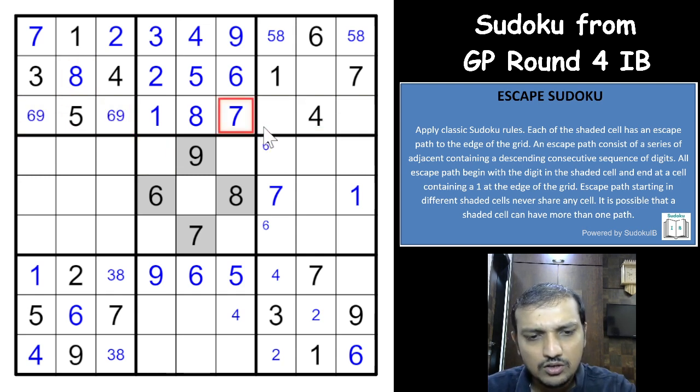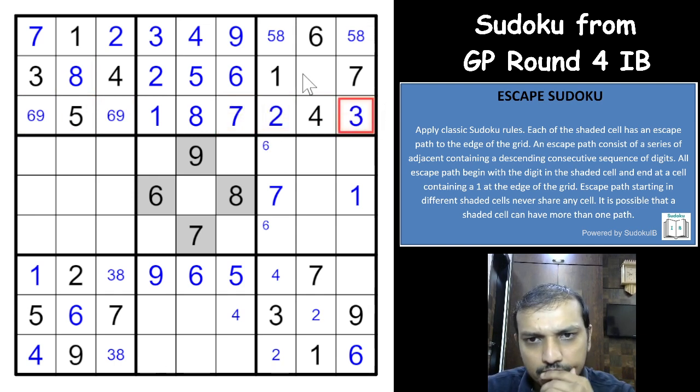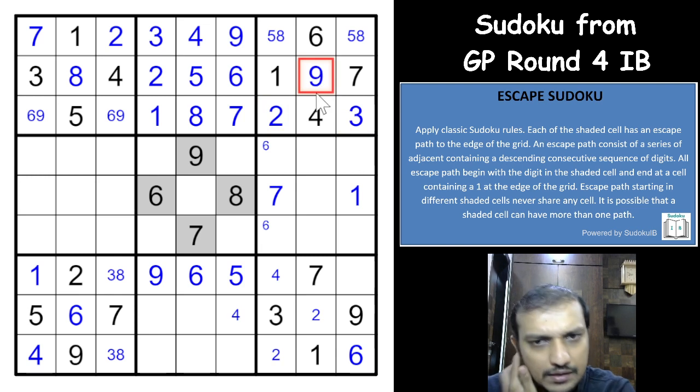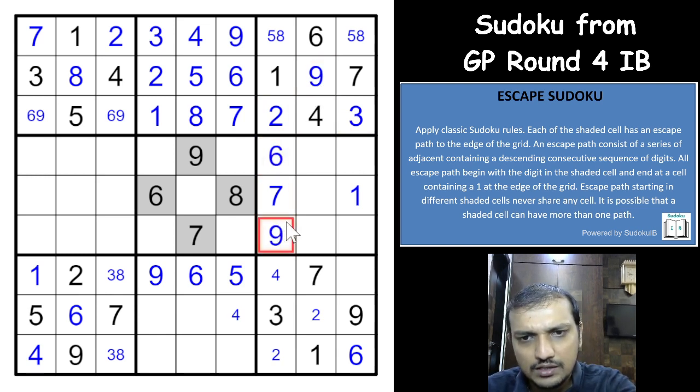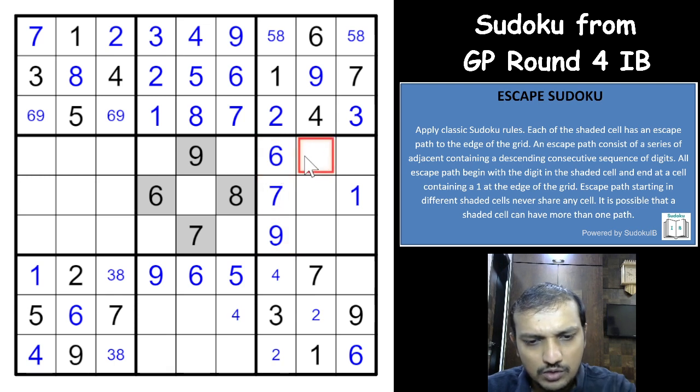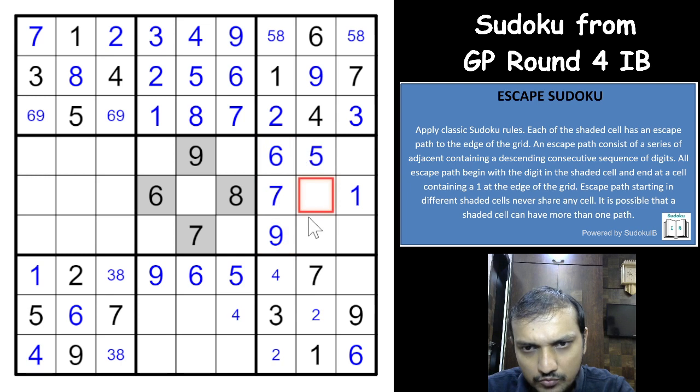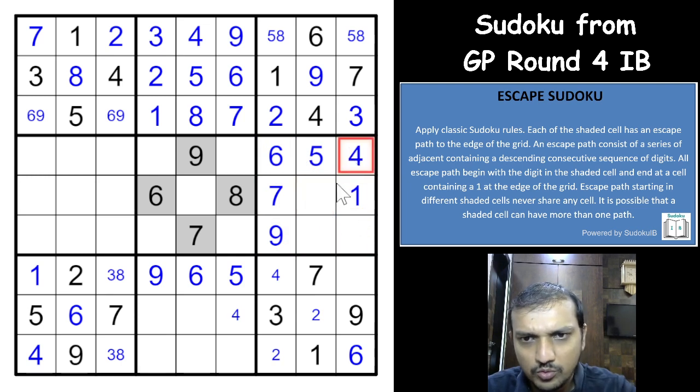2 and 3 in any order. So this is 2, that is 3. And this would have to be a 9 here. 6 and 9. So this is 6, that is 9. So 7, 6. So this would have to be a 5. 4, 3, 2, 1. So this cell cannot be a 4. This is a 4.